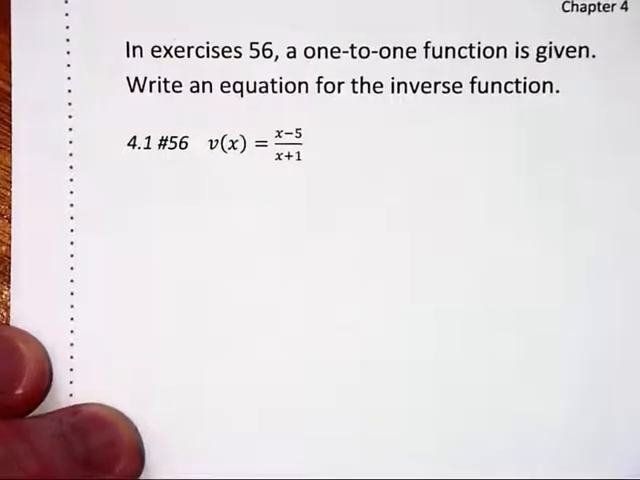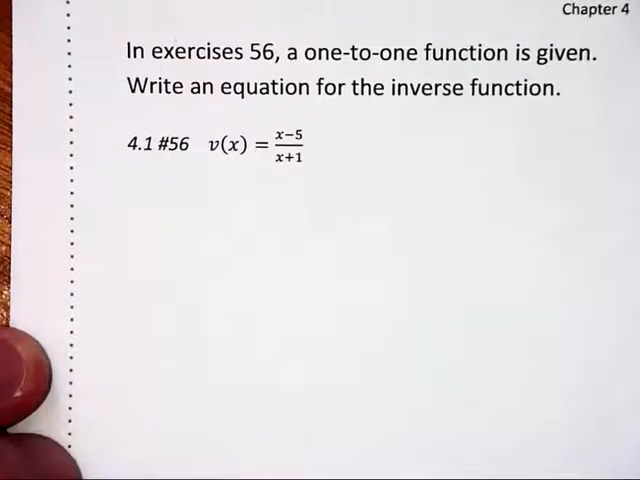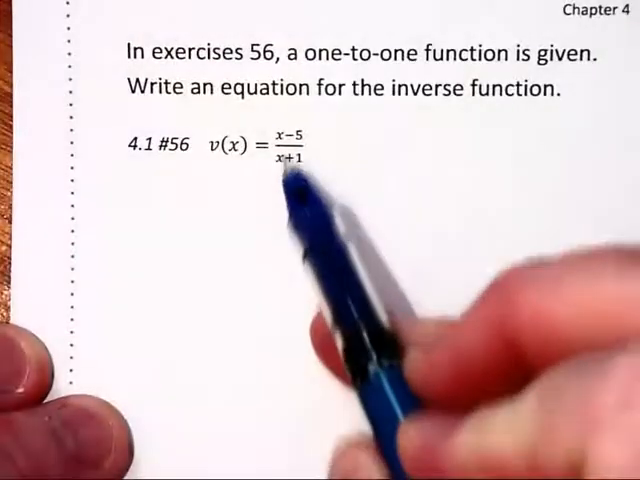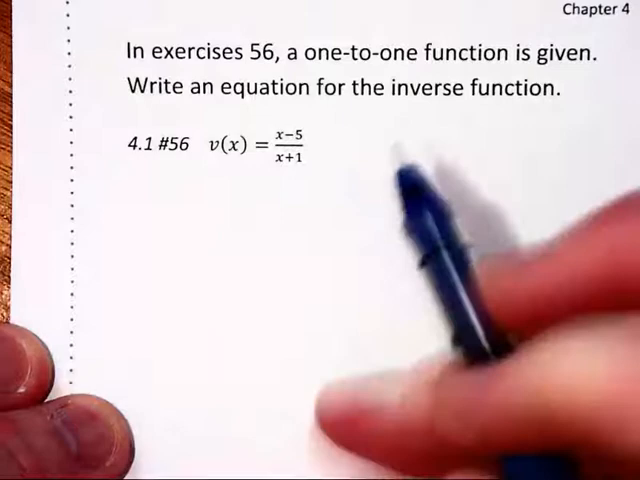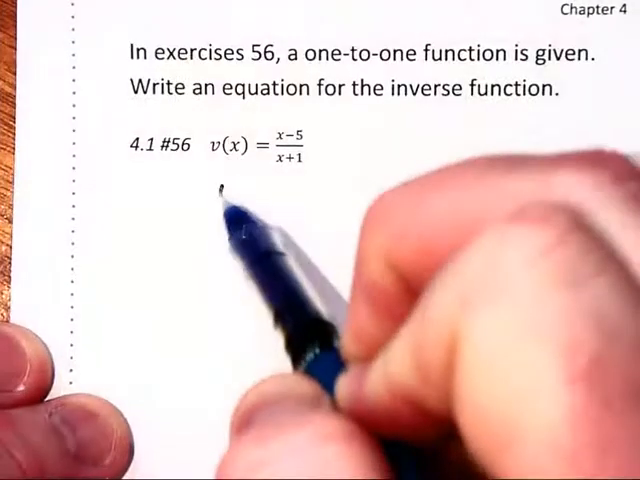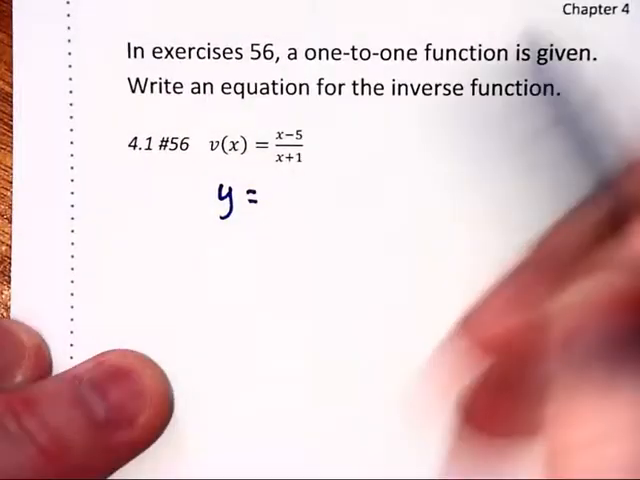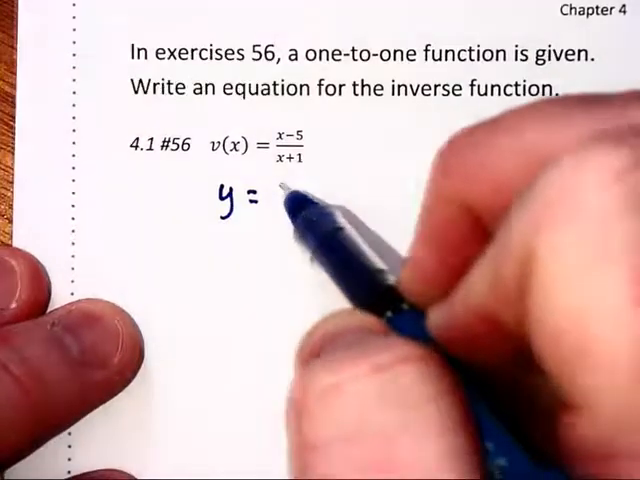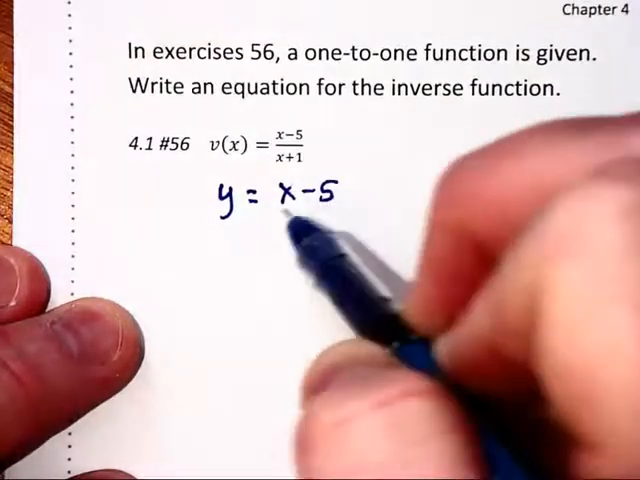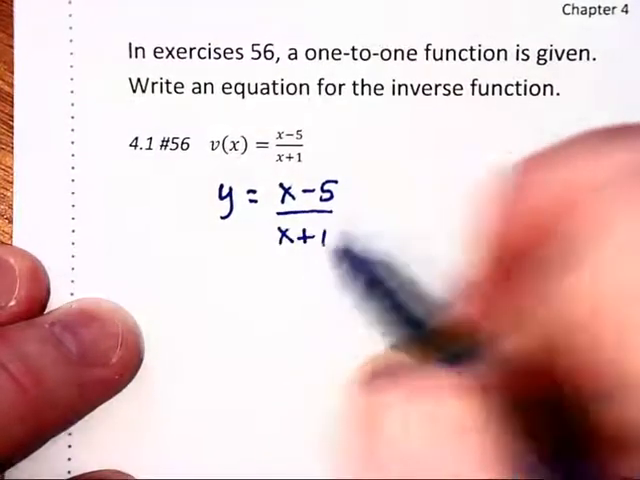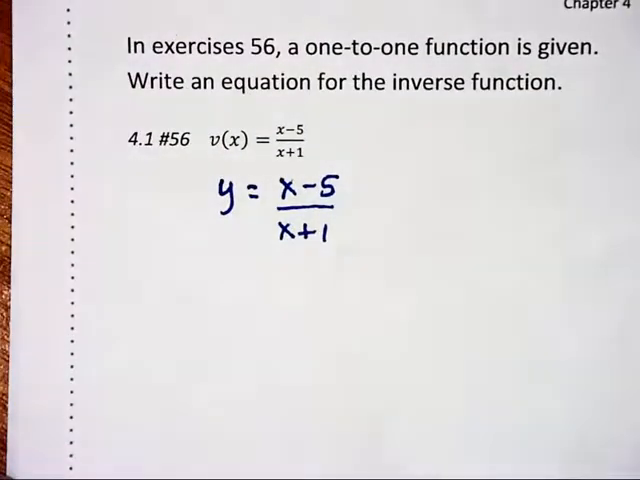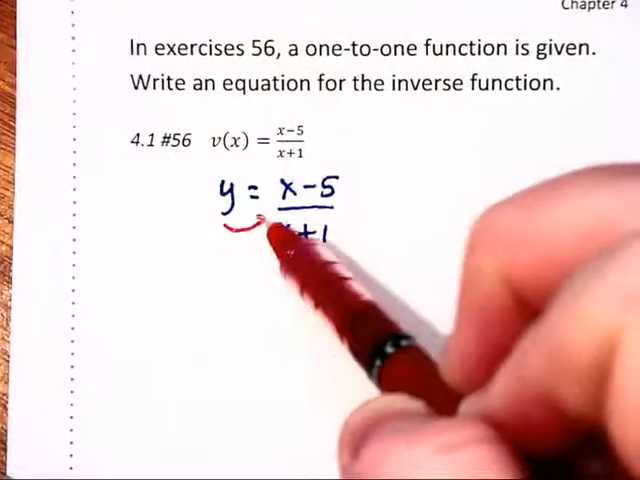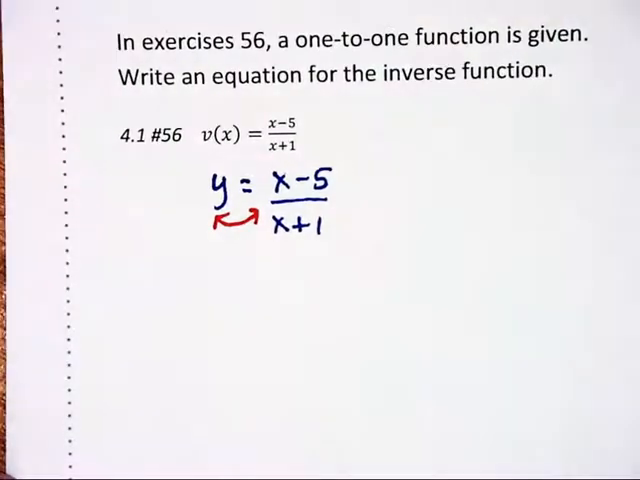Okay, now we're given another one-to-one function, and our goal here is to find the inverse, but this is a little bit messier because there are two x's on the right. We will begin by dropping the v of x notation and rewriting this as y equals x minus 5 over x plus 1. And as you know now, we want to switch the x's and y's. So that'll be our first thing we're going to do.